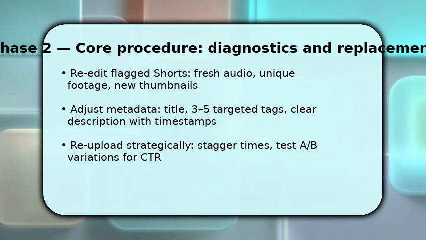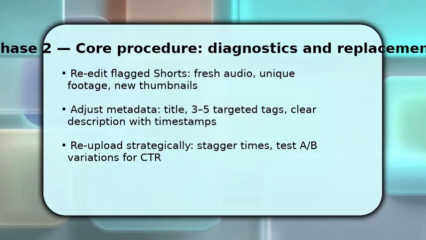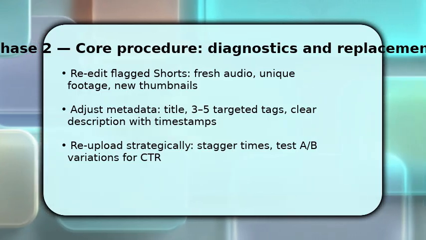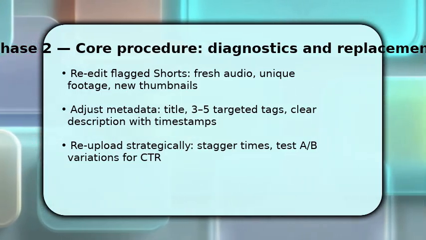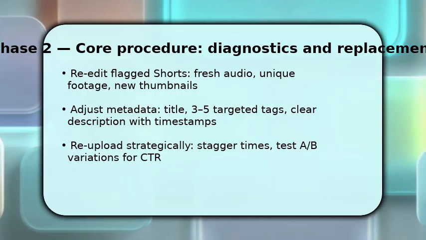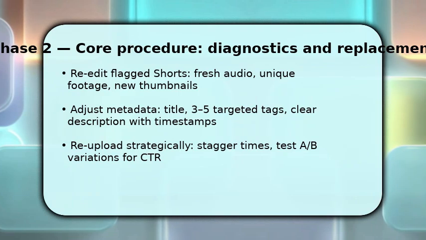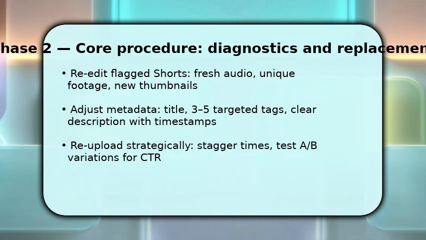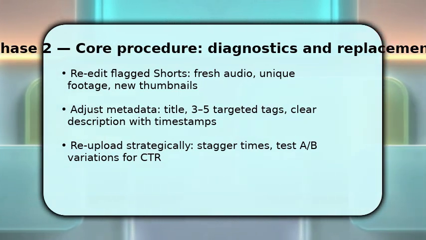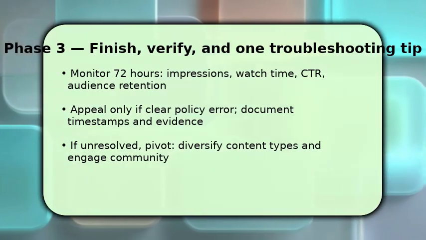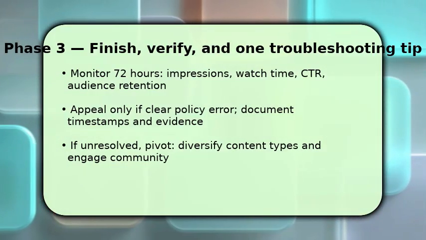Then update metadata. Rewrite titles for intent, include 3 to 5 precise tags, and a description that clarifies value. Once those are ready, re-upload or unlist and republish in staggered intervals to test which variation restores impressions and click-through rate. You finish by actively monitoring recovery metrics for about 72 hours. Watch impressions, CTR, and audience retention to confirm improvement.